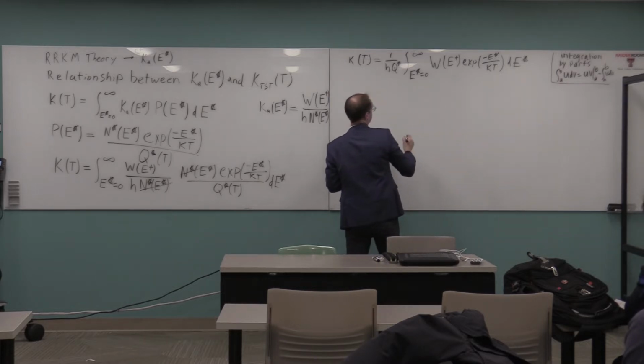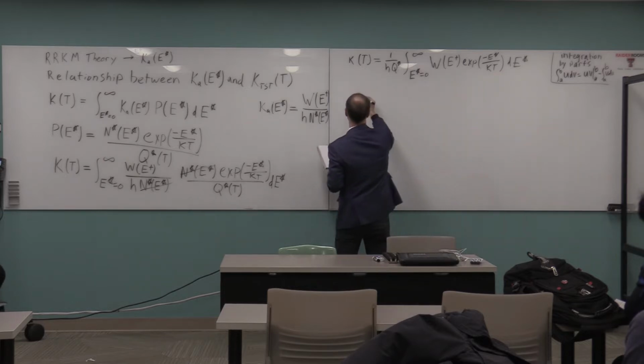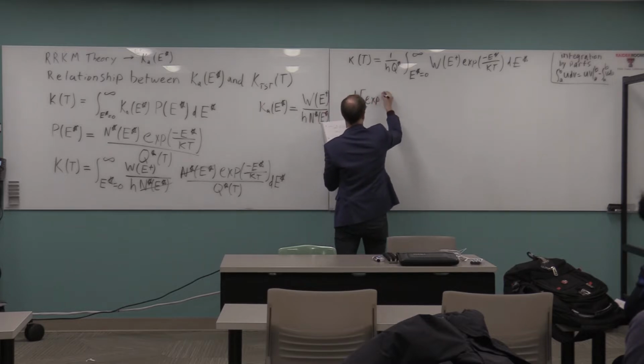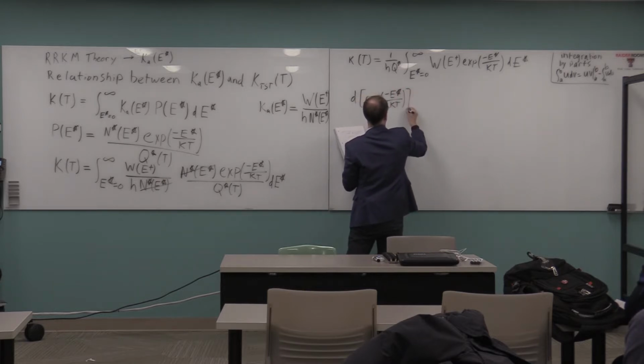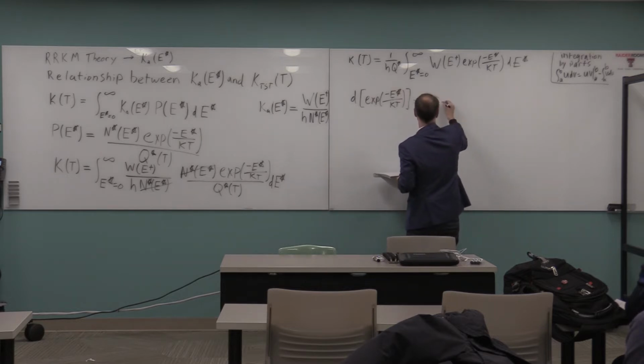So how can we write this as a differential? Well, if you take the differential of this exponential, that's just equal to minus 1 over kT times the exponential, right?